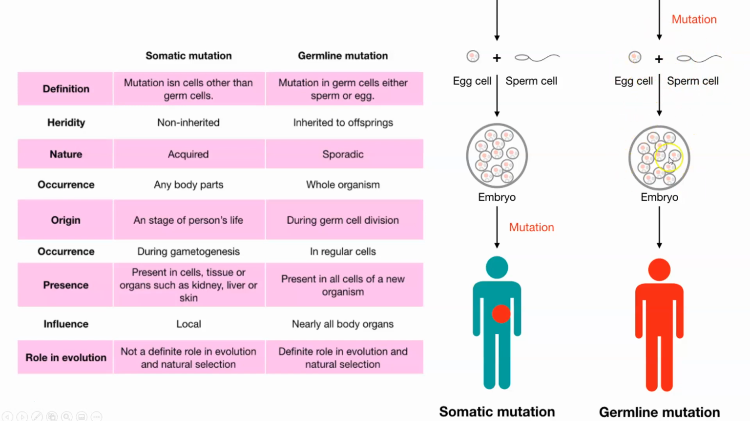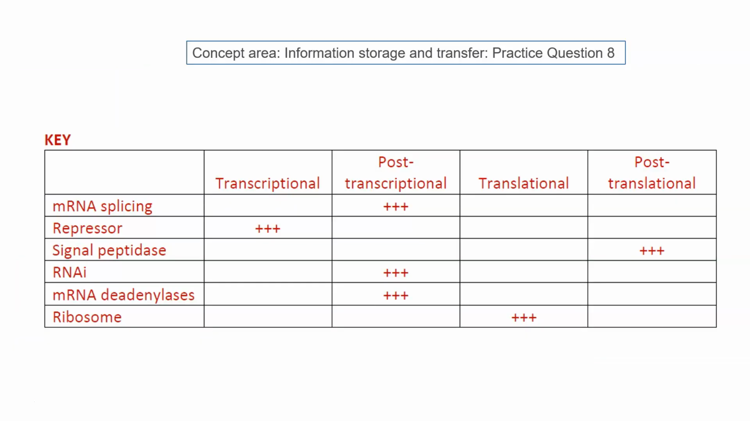If it's in the egg or the sperm cell, then your mutation is in the embryo, and that's a germline mutation that you'll find in the entire body.